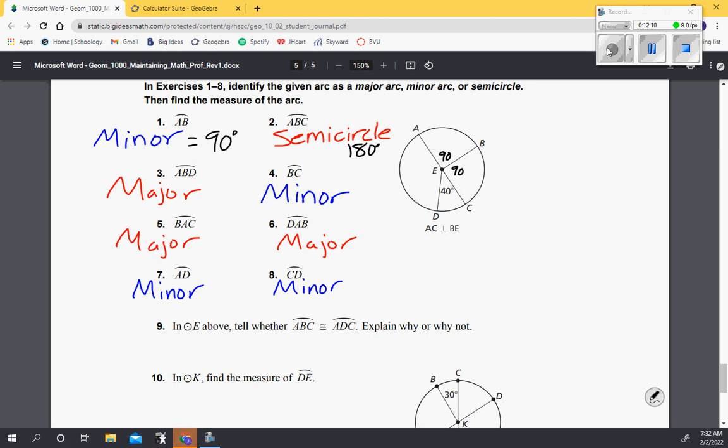We have to figure out what AD is. No, not yet. ABD adds all our measures up. 90 plus 90 plus 40. 180 plus 40, which is 220. And BC. BC is here. We know that measure. It's 90 degrees.